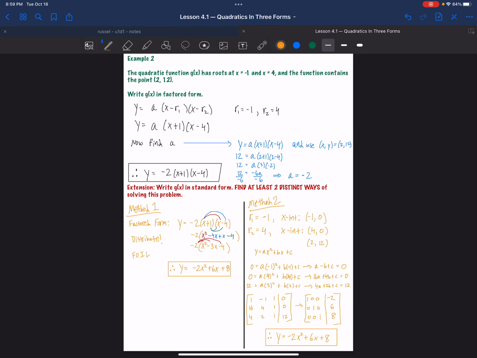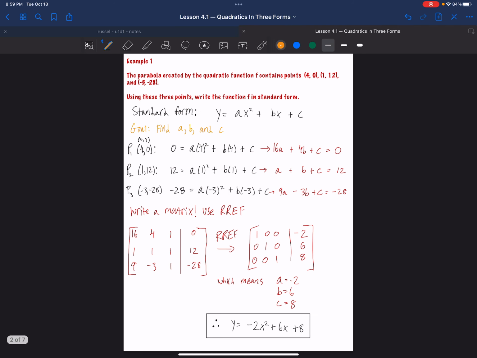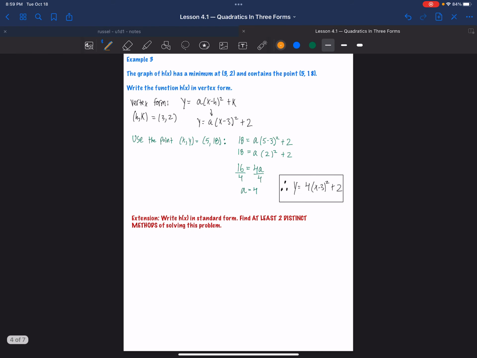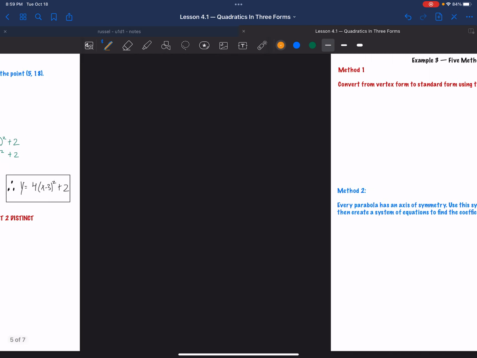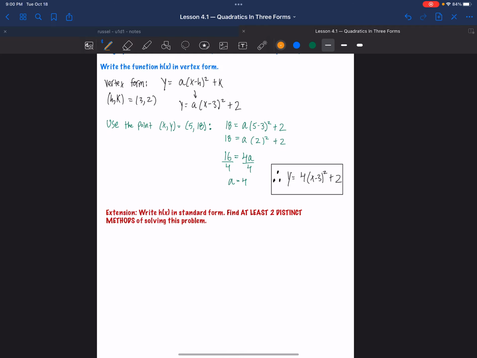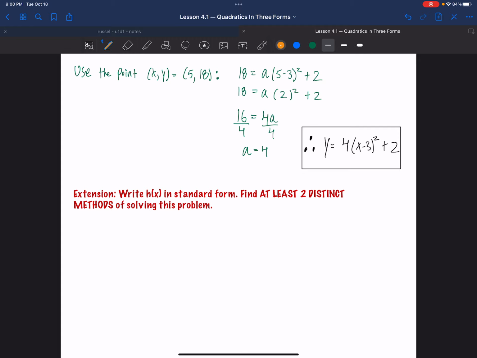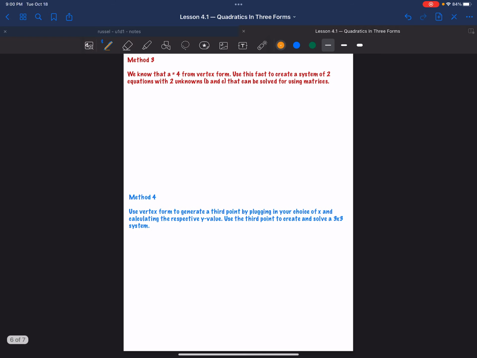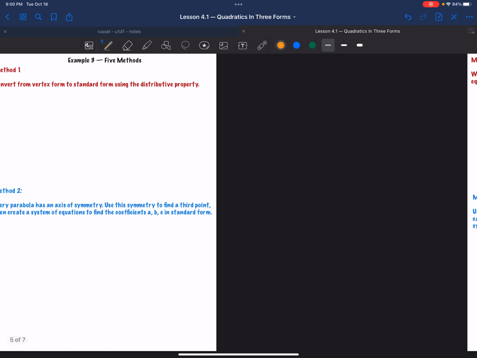Yay! Okay. Whew. That was a lot of talking. But there's some nice 3 solid examples. Beautiful work here. And in the next video, which I don't know if I'm actually going to record tonight, we're going to talk about 5 methods. So basically, this extension question I've asked here of writing h of x in standard form, in the next video, I'm going to do that 5 times. I'm going to show you 5 different methods on how to do that.